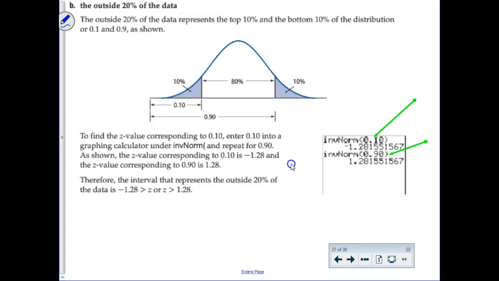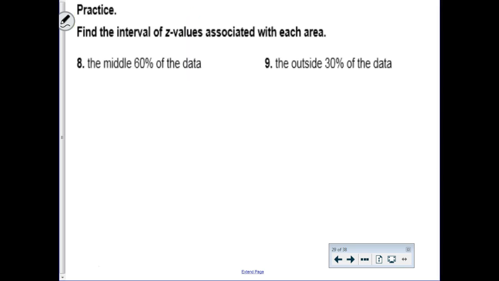Let's look at some questions that aren't done for us. Right here. Oh, it's kind of done for us. All right. Let's take a look here, guys. So it says the middle 25% of the data. I don't know if this is on yours. No, it's not. Here we go. The middle 60% of the data.